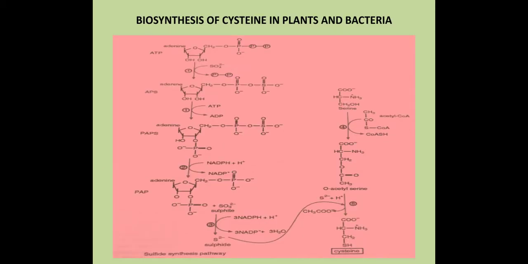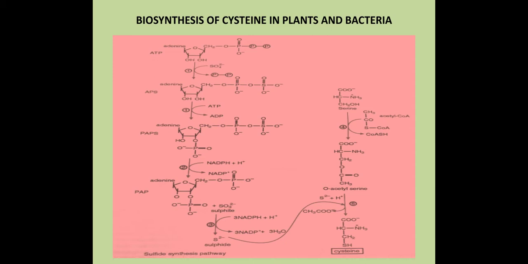Biosynthesis of cysteine. The biosynthesis of cysteine in plants and bacteria is different from that in mammals. Cysteine is one of the two sulfur-containing amino acids. The other sulfur-containing amino acid is methionine, and the sulfur required for its synthesis comes from sulfate, which is present in the soil. Plants and bacteria convert this sulfate into sulfide by a series of reduction reactions.